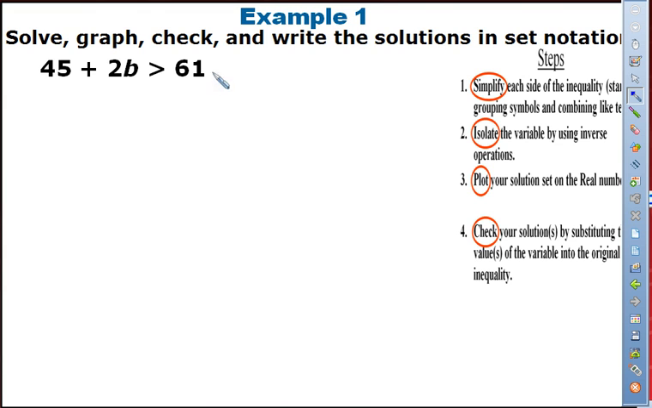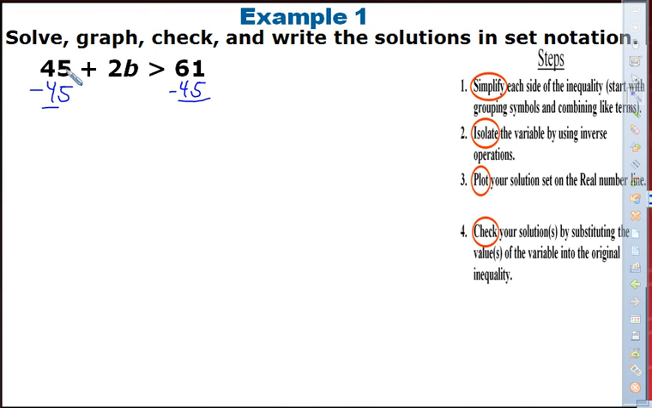Can we simplify this side? No. This side? No. Isolate, which means leave the variable by itself. Yes, I need to get rid of this 45. So what is the inverse? Subtract 45 from each side. These cancel. We're left with 2b greater than 61 minus 45. That's 16. We're still isolating the variable, which means we need to leave the variable by itself by dividing by 2. Divide by 2. B is greater than 8.